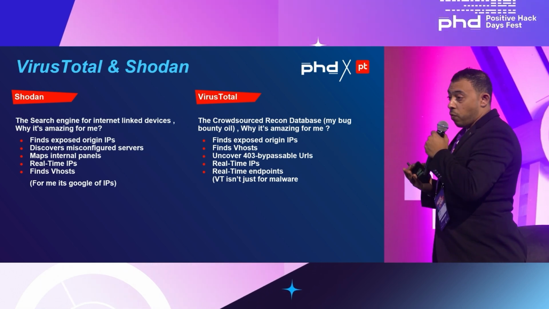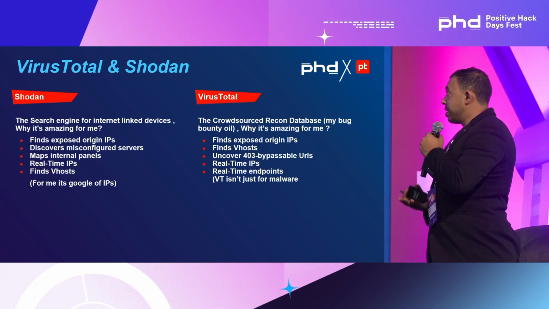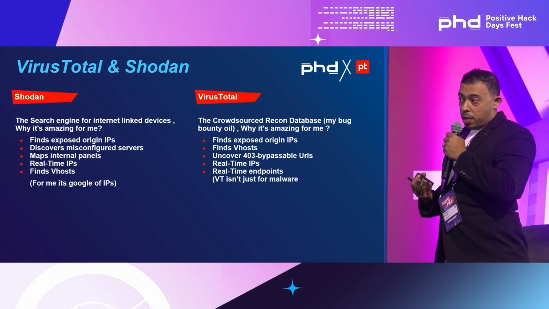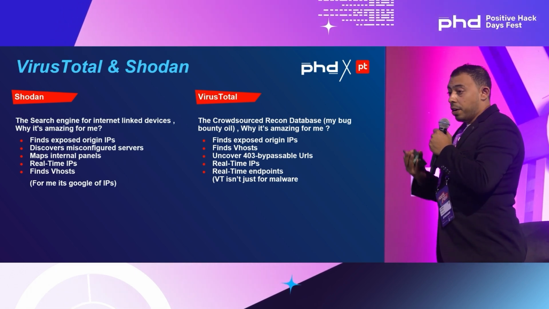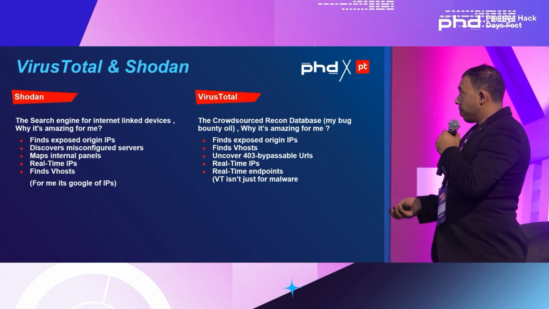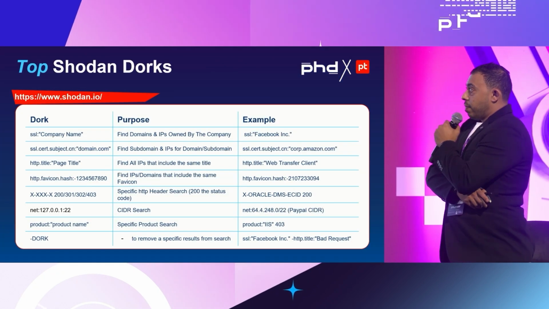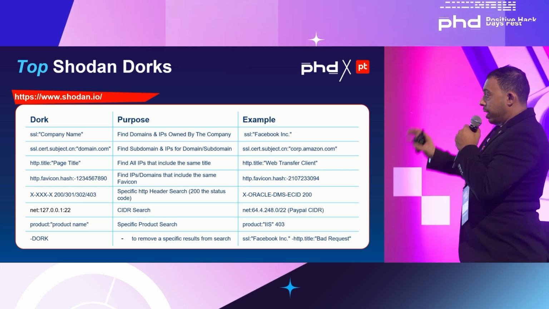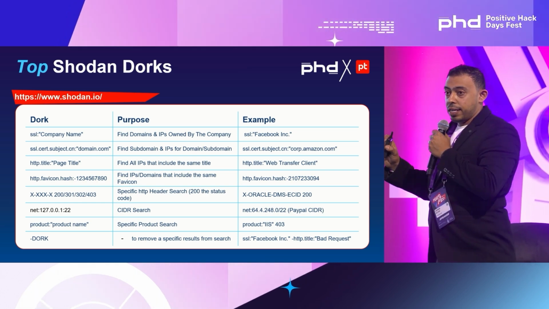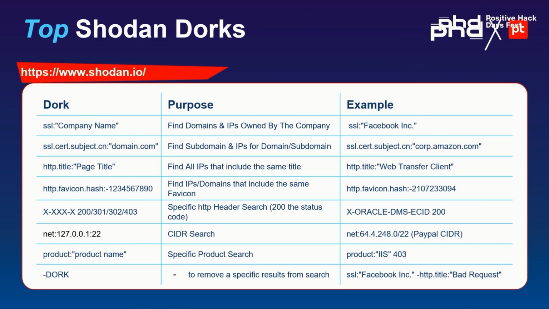It's very helpful for me to find exposed origin IPs, vhosts, and cover 403 bypasses for URLs, real-time IPs, endpoints. So let's start with Shodan. I gathered the top dorks that help for testing on Shodan. So let's start explaining each dork.